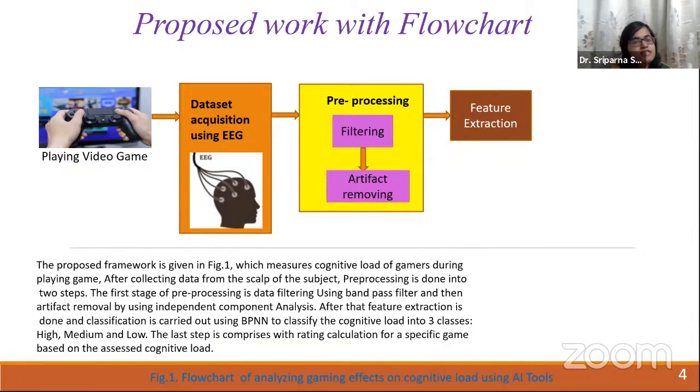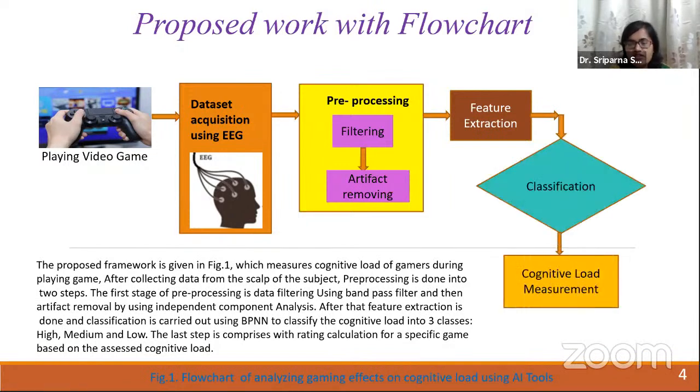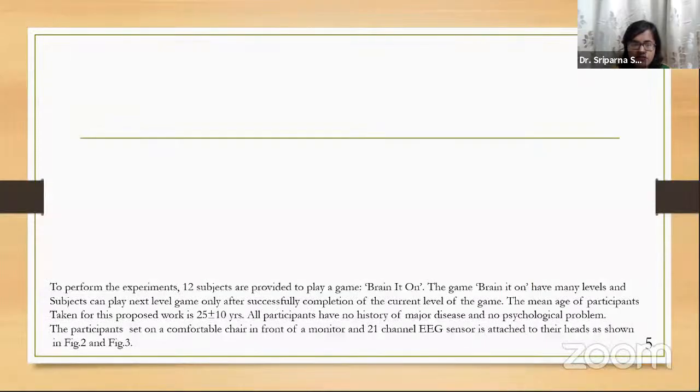After that, features need to be extracted. So now you can find a similarity with the earlier work. After that, classification is done. Then after the classification, we measure the cognitive load, that is, how much effect that game has on our brain. And based on the cognitive load, a rating of the game is given.